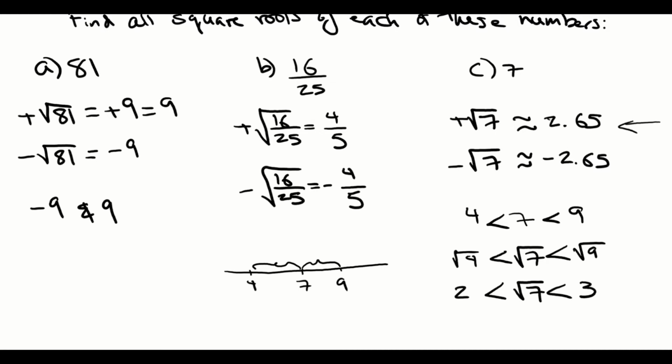Notice 2.65 is closer to 3 than it is to 2. Exactly halfway between 2 and 3, we have 2.5, right? So 2.65 lies somewhere around there. So again, we can do a lot of logical reasoning to get a good feel for where the square root of 7 should fall. But if we want the exact value, we'll go ahead and utilize a calculator.